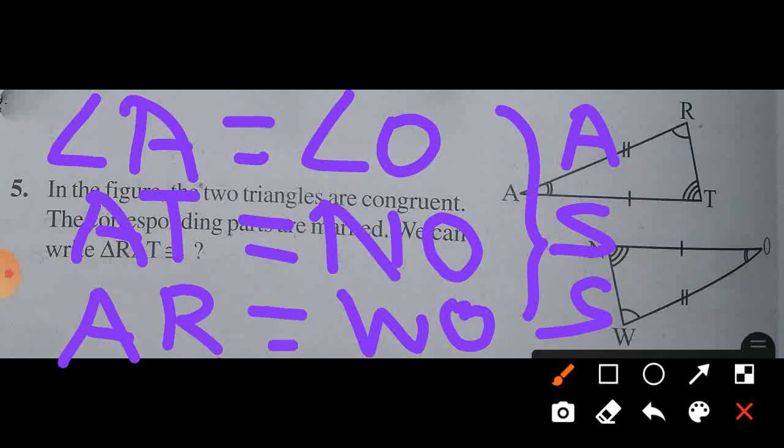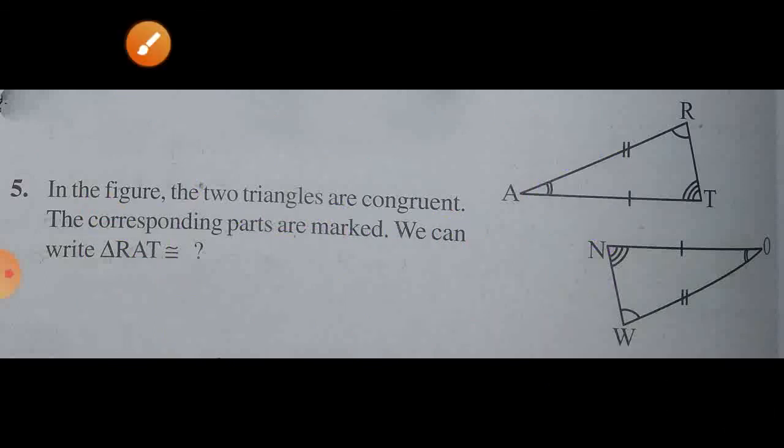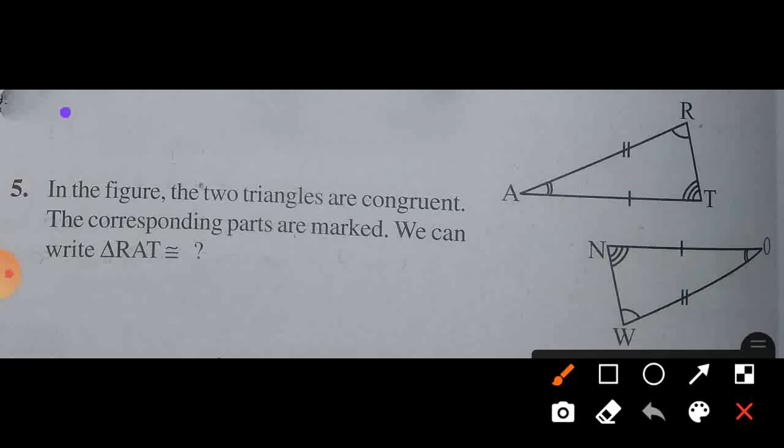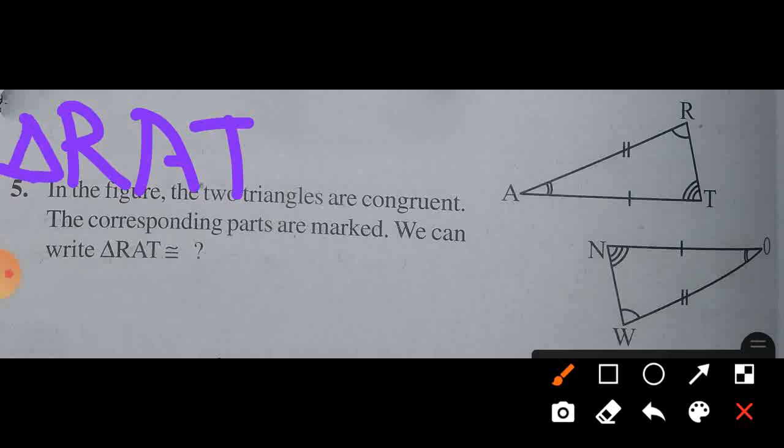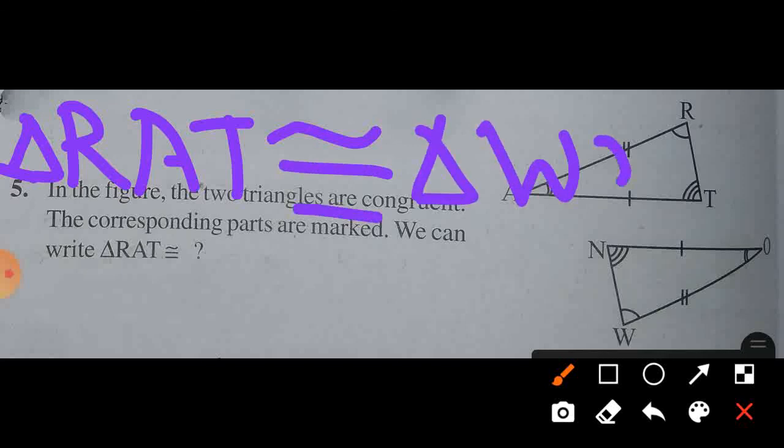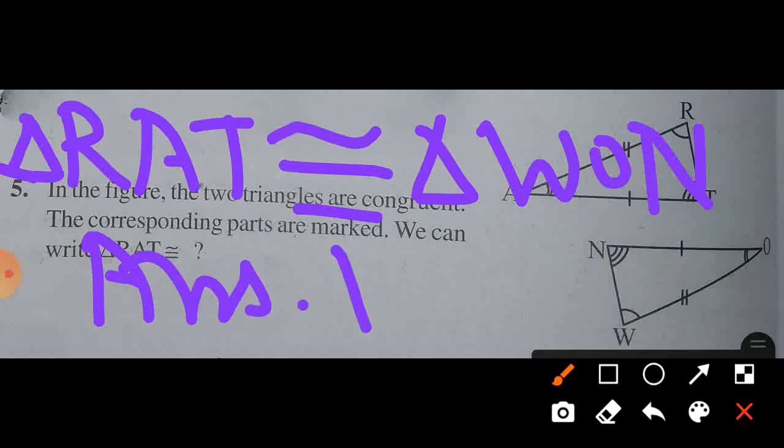So on the basis of this we can say that triangle RAT is congruent to triangle WON. So the answer is WON.